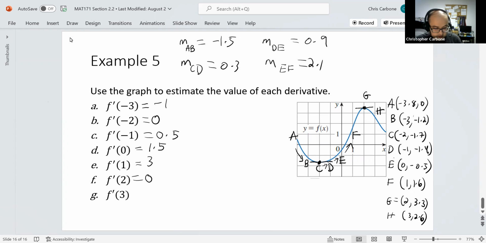For f prime of 3, that one is going to be the slope involving G and H. If we do that one, we should get an answer of about -0.7. Again, we're going down towards it. So a good rounded estimate for that would be about -1.5.